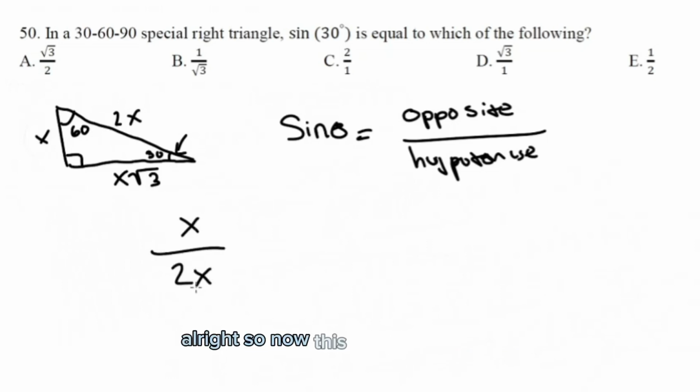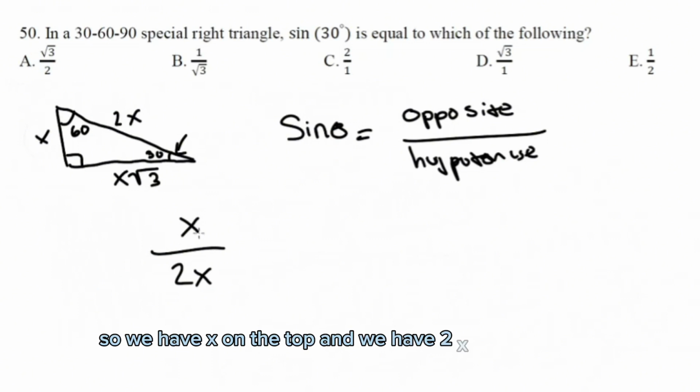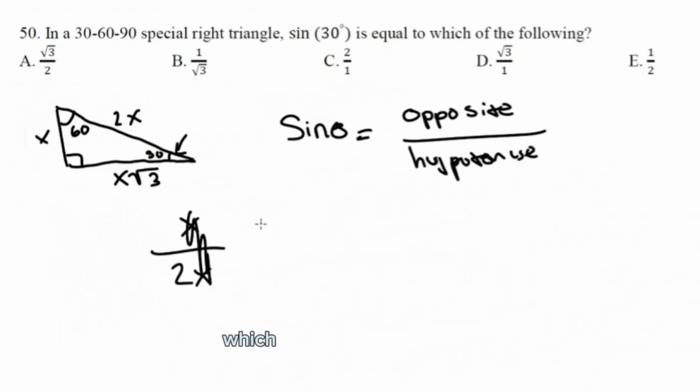Alright, so now this is the sine of 30. However, we still have to simplify this a bit. So we have x on the top and we have 2x on the bottom. These cancel out, which just means it's just 1/2, because x over 2x is just 1/2. And that's your answer.